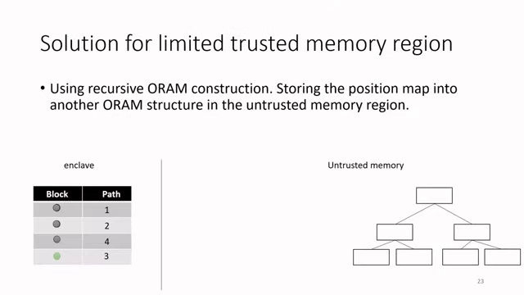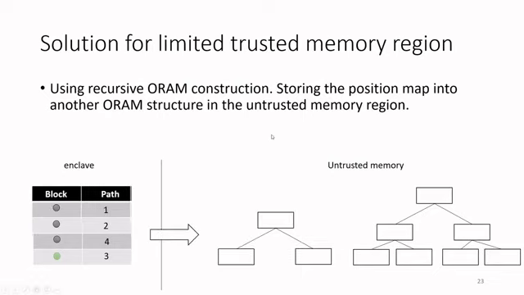However, this problem has been studied in the ORAM literature. The solution here is to use a recursive ORAM construction. The idea is that we can reduce the size of the position map by storing the original position map in another ORAM structure in the untrusted memory region. By doing that repeatedly, we can keep going until the size of the position map fits the trusted memory, and this is what we did in our system.